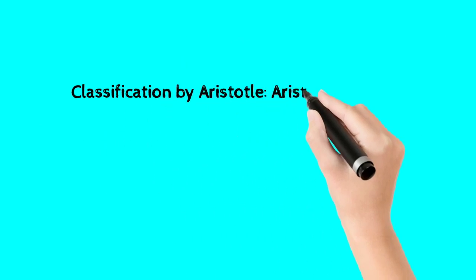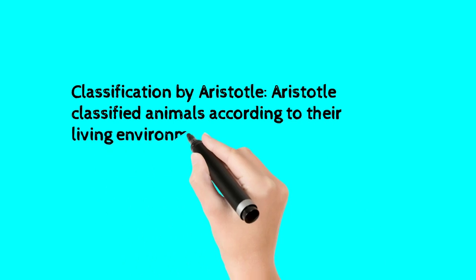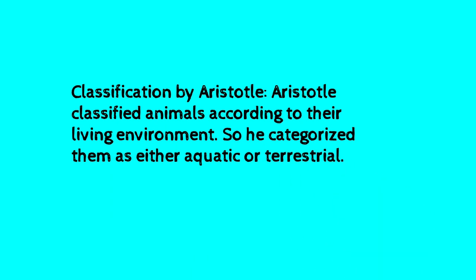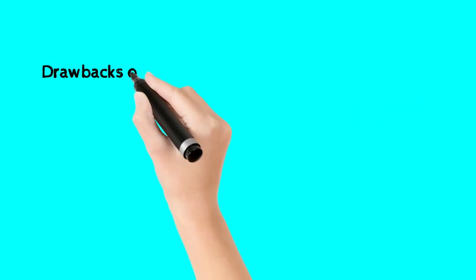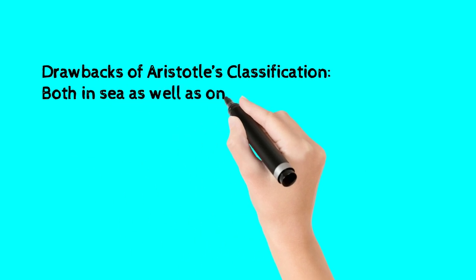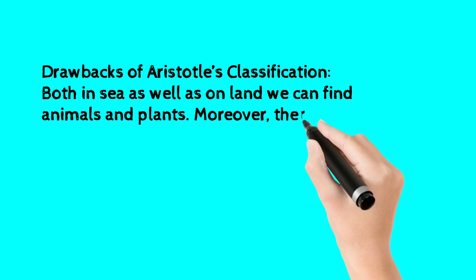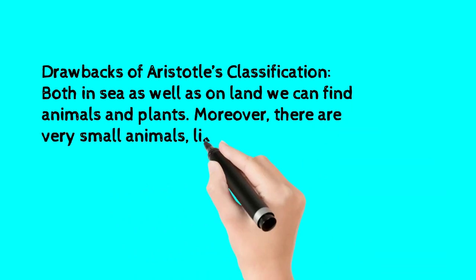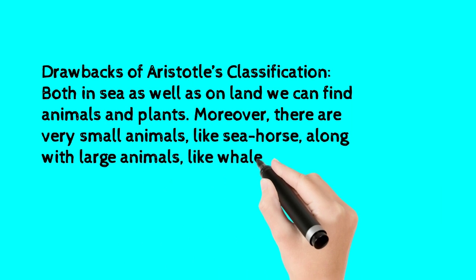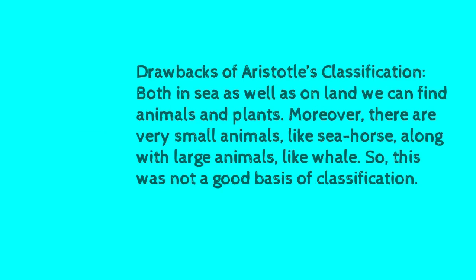Classification by Aristotle. Aristotle classified animals according to their living environment. So he categorized them as either aquatic or terrestrial. Drawbacks of Aristotle's classification. Both in the sea as well as on land we can find animals and plants. Moreover, there are very small animals, like the seahorse, along with large animals, like the whale. So, this was not a good basis of classification.